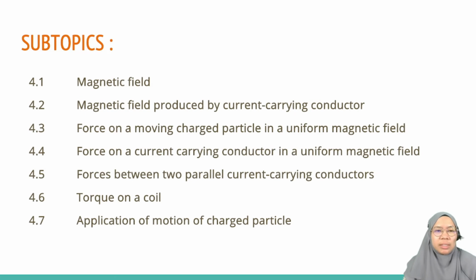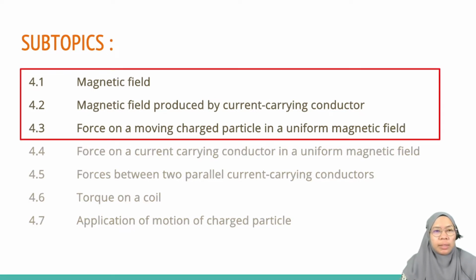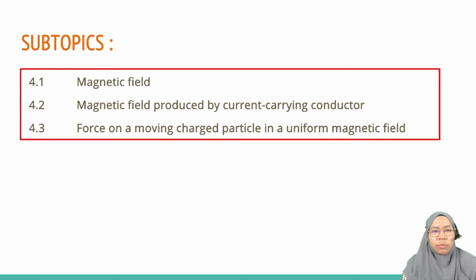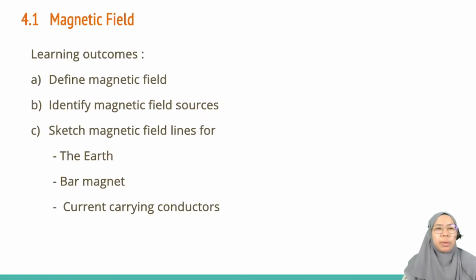These are the subtopics in Chapter 4, 4.1 until 4.7. That's quite a lot. But for today's session, we are going to look at 4.1 magnetic field, 4.2 magnetic field produced by current carrying conductor, 4.3 force on a moving charged particle in a uniform magnetic field. So let's start off with the first subtopic, which is magnetic field.